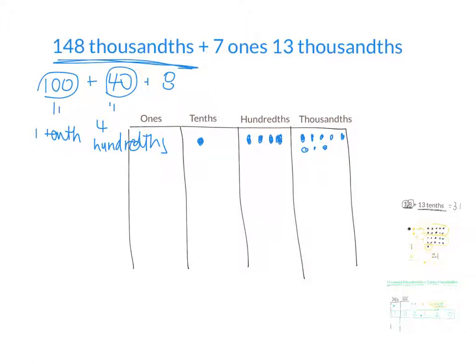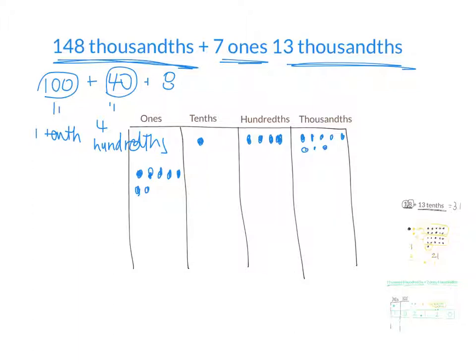Okay, very good. To this, we need to add 7 ones, 13 thousandths. So we can draw 7 dots in the ones column. Remember, we're going to draw 5 and then move down to the next row. So 1, 2, 3, 4, 5, and then 2 more, 6, 7.